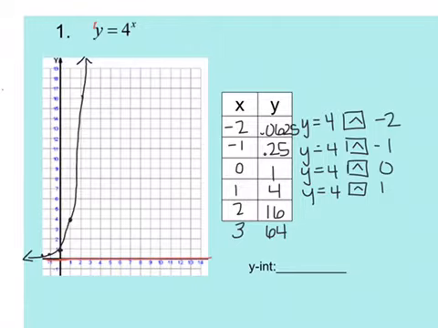The last thing we're going to look at then is our y-intercept. Where does it cross the y-axis? Well, it crosses at 1. You can also look at your table and see where it crosses. Well, we know x is going to be 0 at our y-axis, so you're really looking for that 0 number to find your y-intercept.